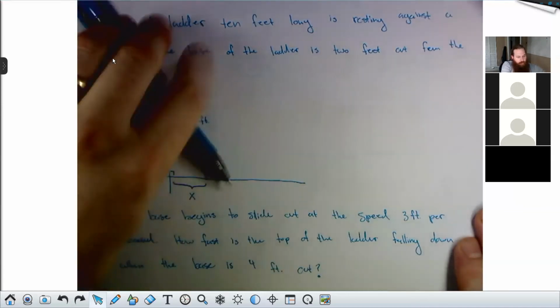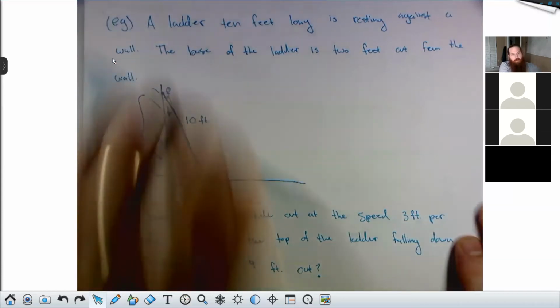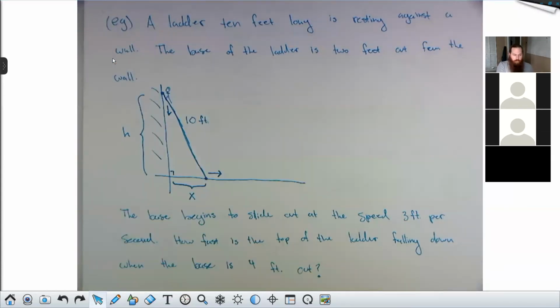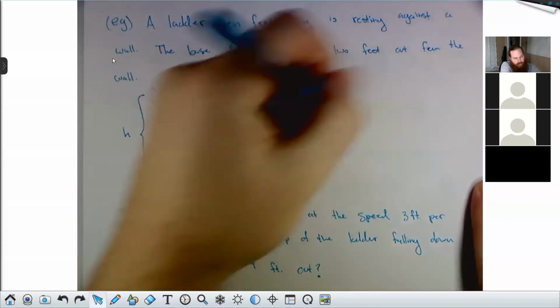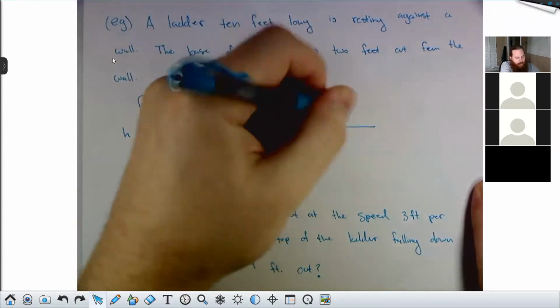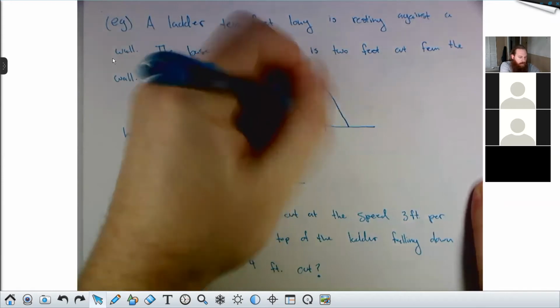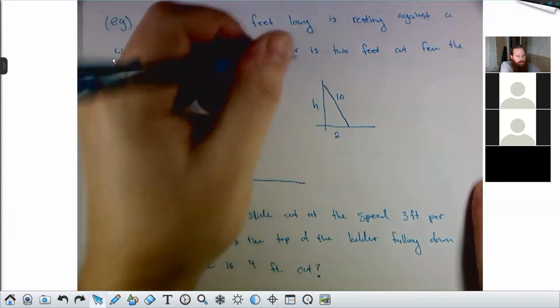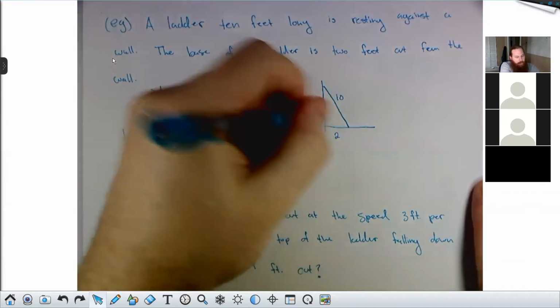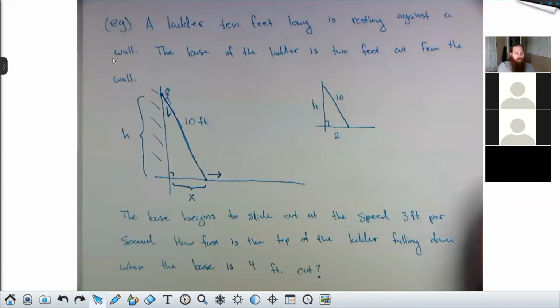Oh, okay, got it. We start sliding out like this. So it's true that the starting configuration looks like this. And we could figure out what h is in that moment if we wanted to using the Pythagorean theorem. But we know that the base of the ladder is going to start sliding out, so we need to give it a variable, right? Because it is changing over time.